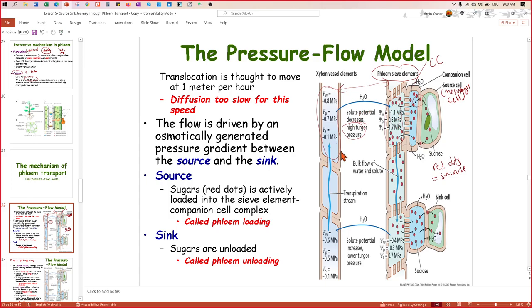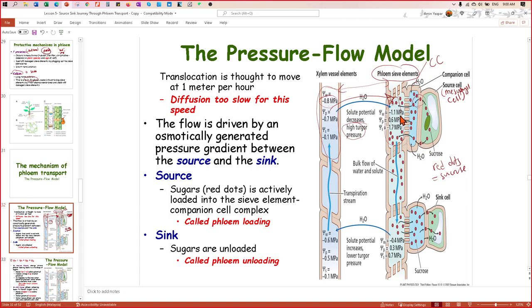The xylem next to it, the water potential, even though it's negative, is more positive compared to the water potential in the phloem, because you do not have the sucrose in here. So this is -8 megapascal. So the water will move abundantly into the sieve elements from the xylem to the phloem.